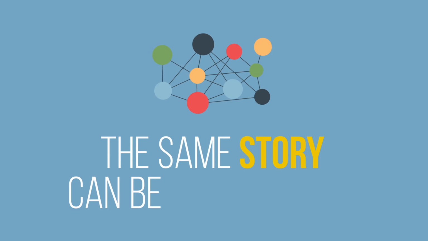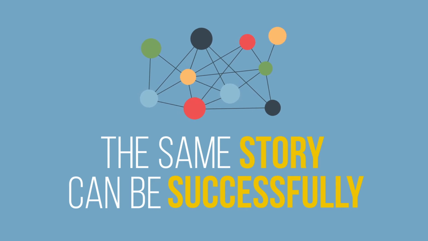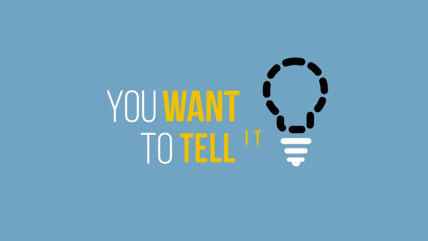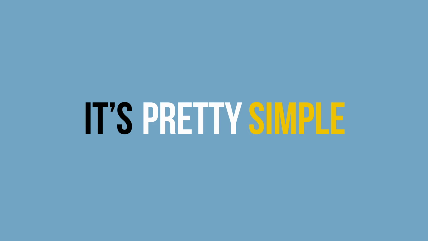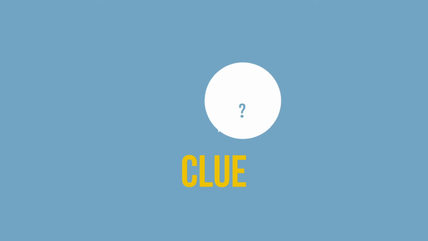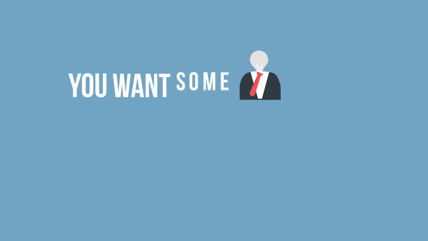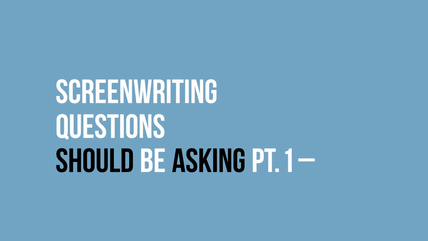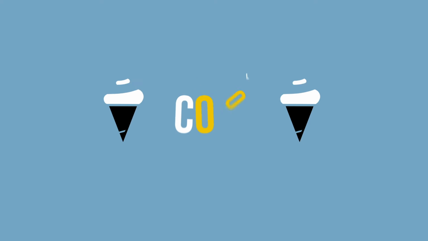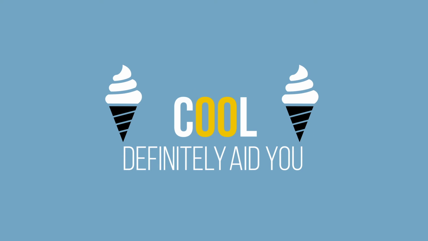The same story can be successfully told in endless ways. The trick is to find the way which you want to tell it, the one that best appeals to you and to your audience, and which works as a story. It's pretty simple. First, look at the theme of your story. Whether you don't have a clue of what I'm talking about or whether you want some good insight on the topic, check out our article on screenwriting questions you should be asking part 1, story. It's totally cool and will definitely aid you in your storytelling endeavors.